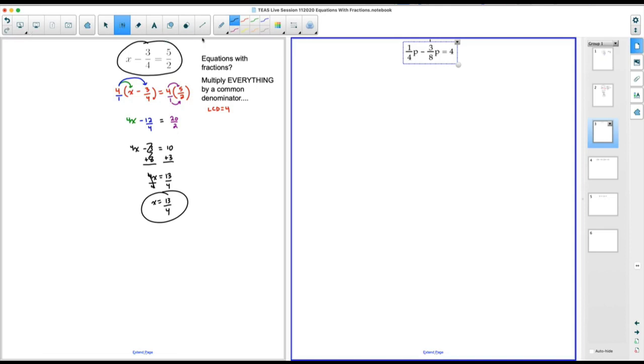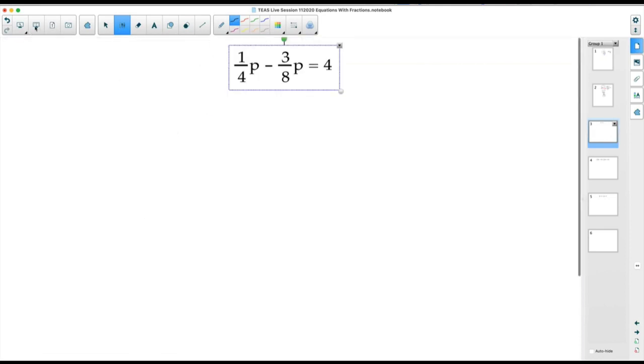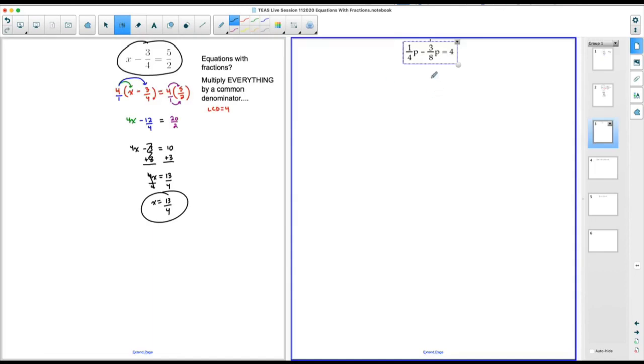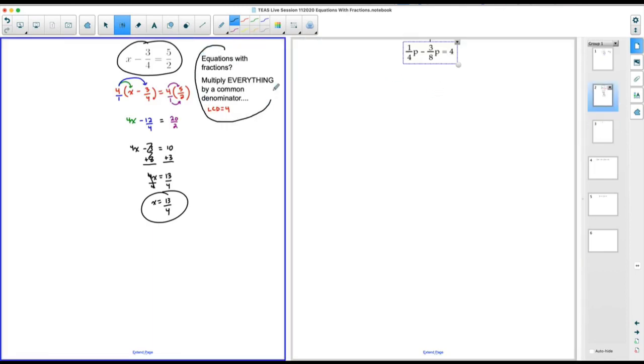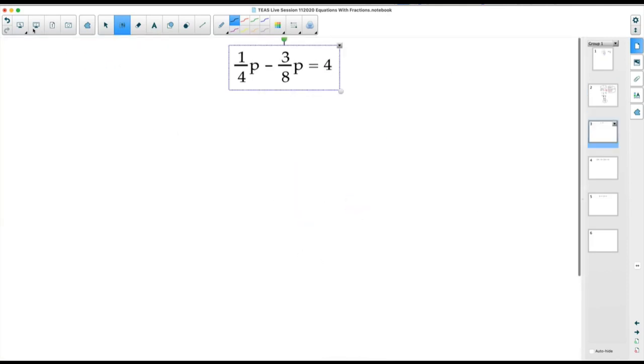And yes, this one could be done with converting to decimals. We could take 1 divided by 4. We could take 3 divided by 8. So instead of doing that, since I see an equation with fractions, I'm going to use that same idea. When you have equations with fractions, multiply everything by a common denominator. So let's do that. Look at your denominators here. We have a 4, we have an 8, and you may say, oh, what about this one? Well, that's an understood one.